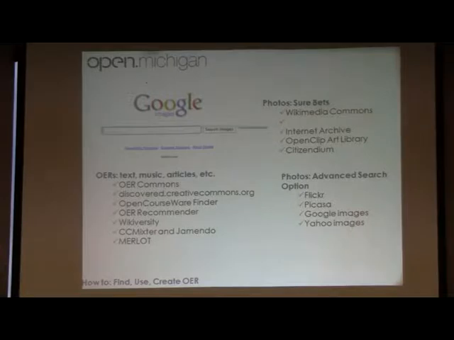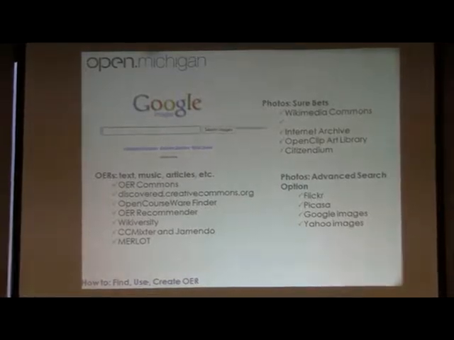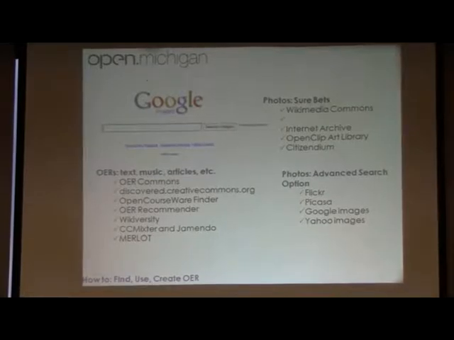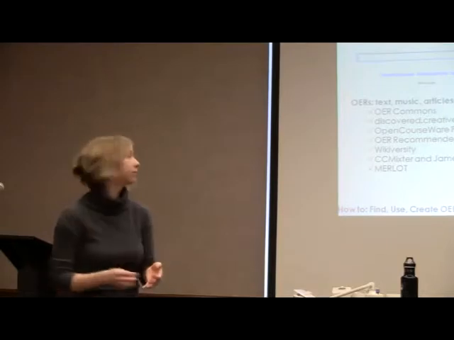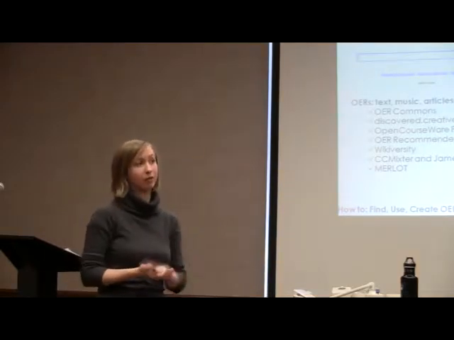And you can also search using the advanced search feature on a lot of things. Google allows you to do this now. Flickr allows you to do this. So you can actually say, I want to search for Creative Commons licenses that allow me to adapt the work. Those people have given you permission to use their resources or their images in your work, so you don't have to worry about copyright infringement.